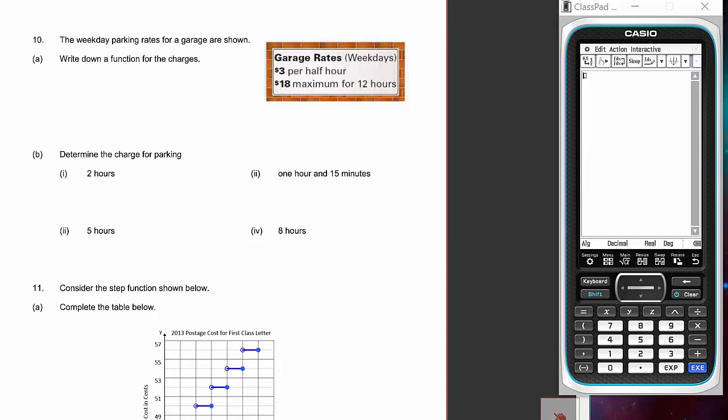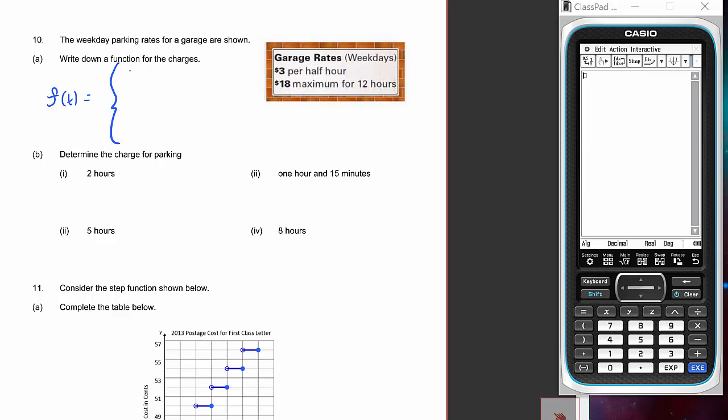Okay, the weekday parking rates for a garage are shown. Write down the function with charges. So it's $3 per half hour and $18 maximum for 2 hours. So this will be a function of t, I guess, rather than x. Doesn't really matter too much. I think we might have trouble fitting them all in this bracket.